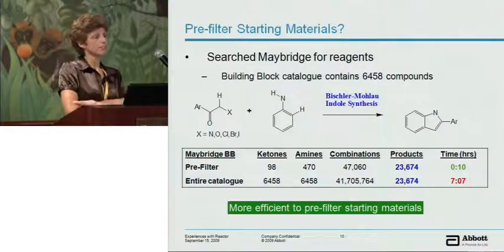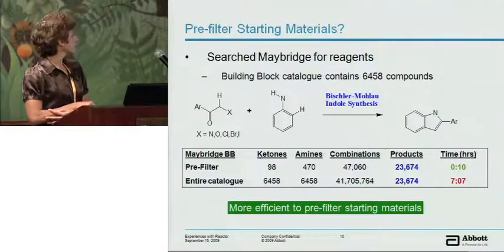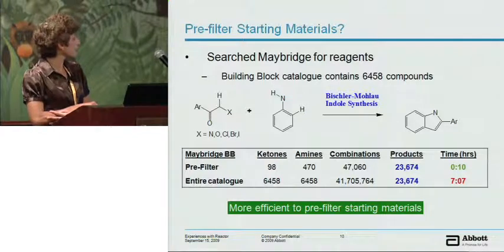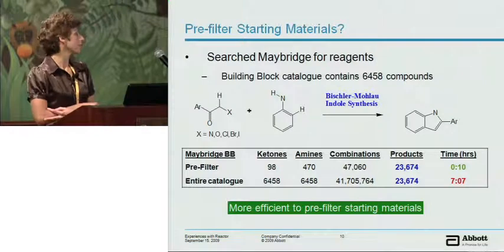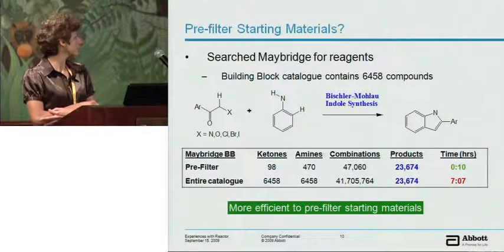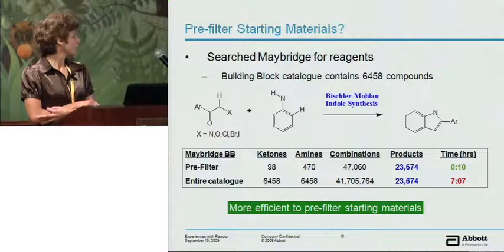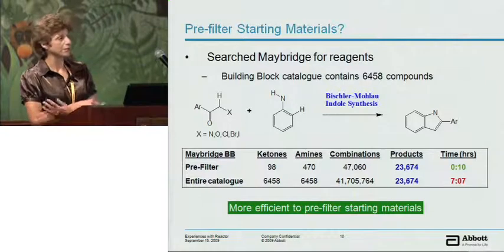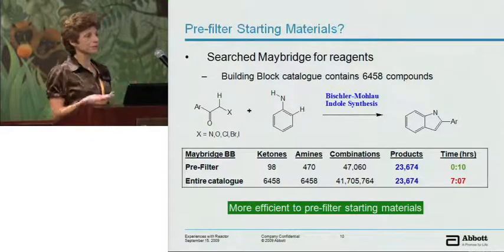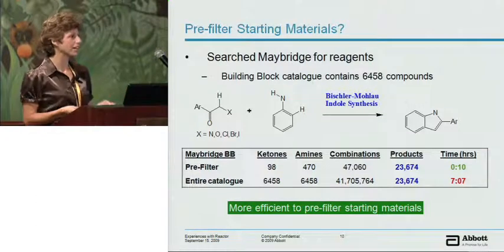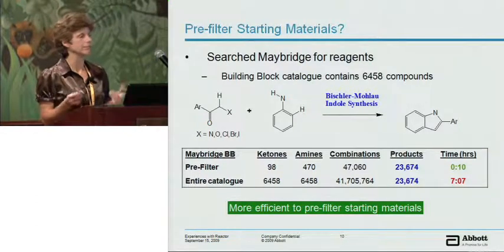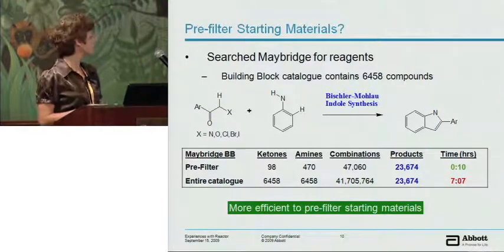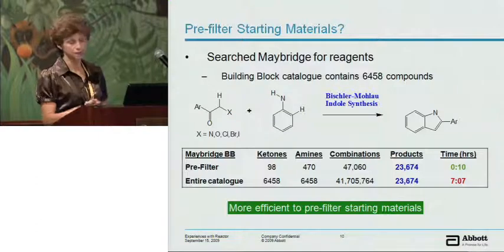So then I thought, okay, what happens if I give it the entire catalog? In which case you have to give it the entire Maybridge catalog as reactant A and the entire Maybridge catalog as reactant B. And Reactor is not going to do any pre-filtering for you. It's just going to try every single combination, so 6,400 by 6,400, which it did, 41 million combinations. Net result is the same amount of products, and it took about 7 hours. So I guess if you really want to be thorough and make sure you get everything that's in there, you can try giving it entire catalogs, the ACD, whatever you want. And I guess it looks like Reactor can handle it if you get enough computer power. But I found it more efficient to pre-filter for my starting materials.